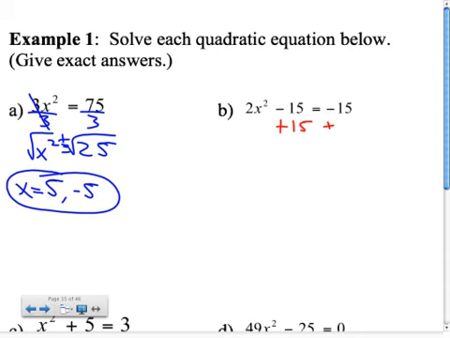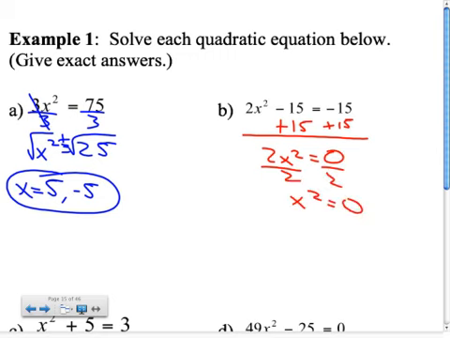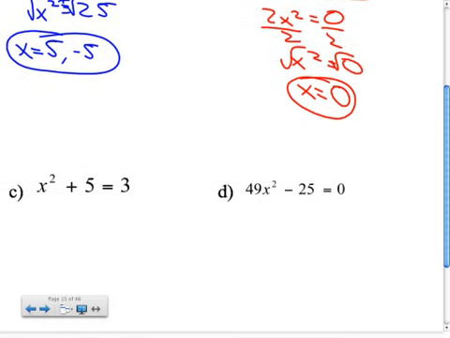So add 15 to both sides. So I end up at 2x squared equals 0. Divide by 2, so x squared equals 0. Square root, x equals 0. Now in that case we should have said plus or minus, but again, positive 0, negative 0, it's all 0, it doesn't matter. So in that particular example, there's only one solution.